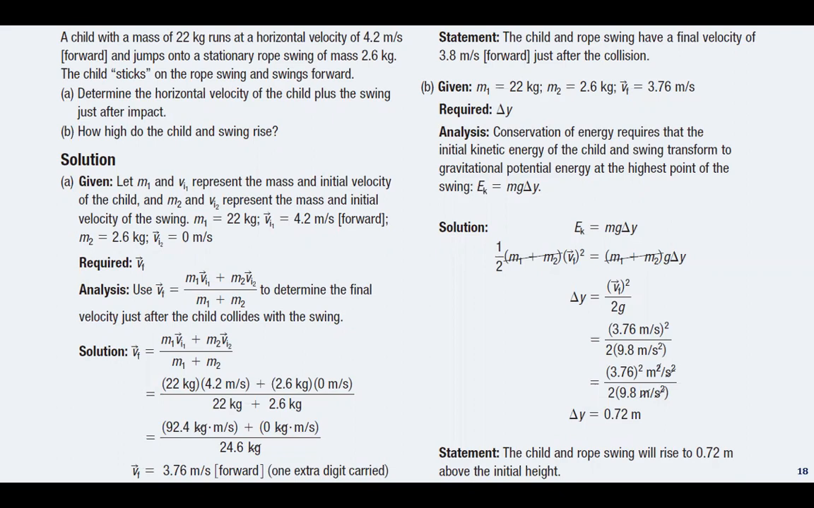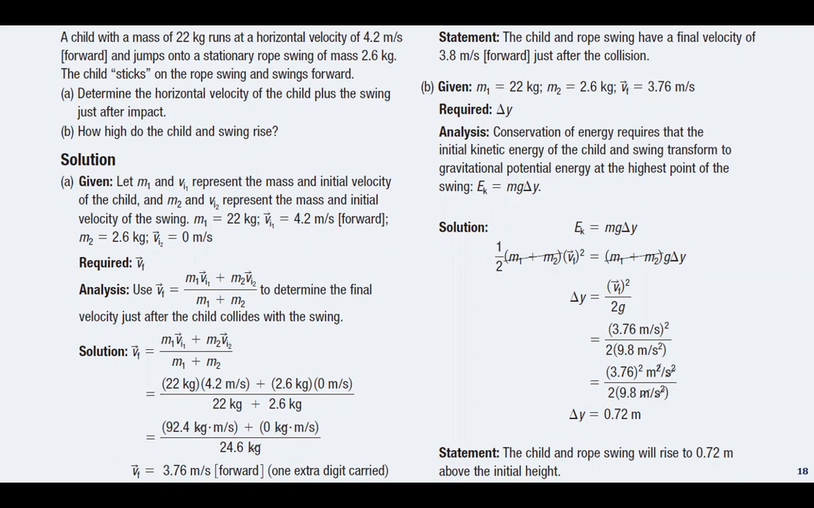And then, because this is a perfectly inelastic collision model, we can use Vf equals (m1 vi1 plus m2 vi2) over (m1 plus m2) to determine the final velocity just after the child collides with the swing. Put all the values in, we have Vf equals 3.76 meters per second, direction is forward. So we can make this statement here. The child and rope swing have a final velocity of 3.8 meters per second, direction is forward, just after the collision.